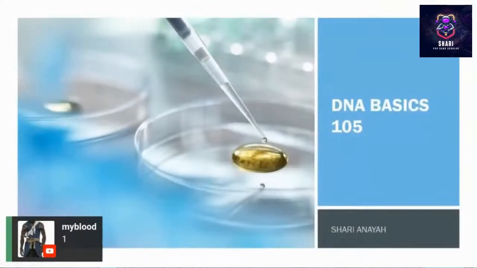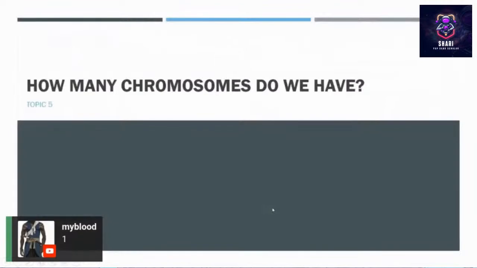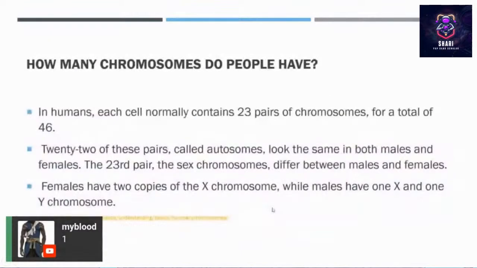DNA Basics 105. All right. How many chromosomes do we have? So in humans, each cell normally contains 23 pairs of chromosomes for a total of 46. 22 of these pairs, called autosomes, look the same in both males and females. The 23rd pair, the sex chromosomes, differ between males and females. Females have 2 copies of the X chromosome, while males have one X and one Y chromosome.